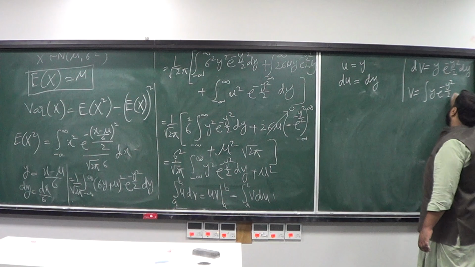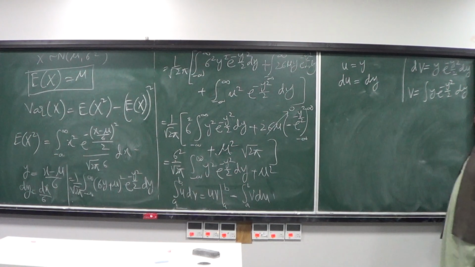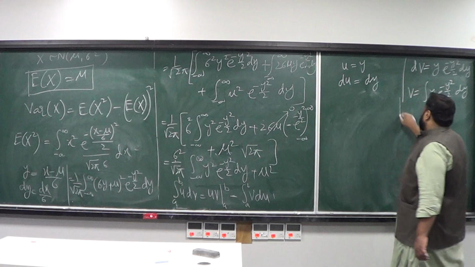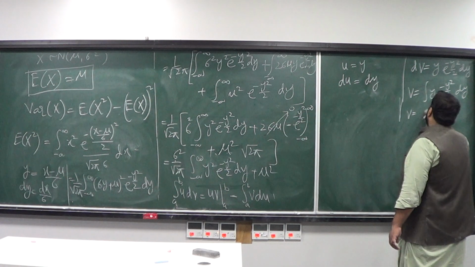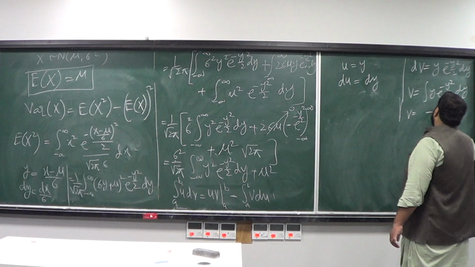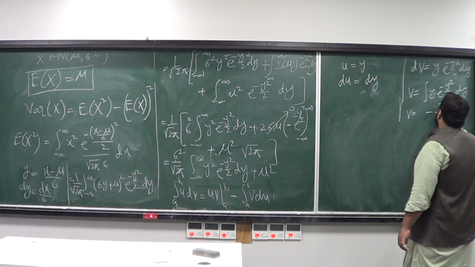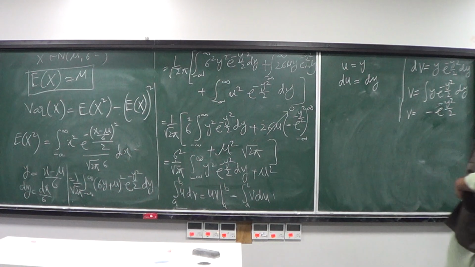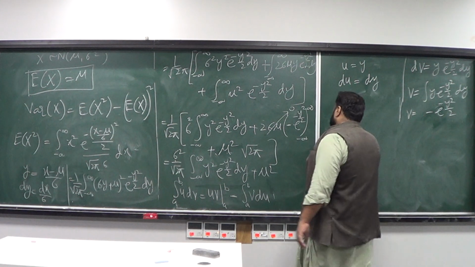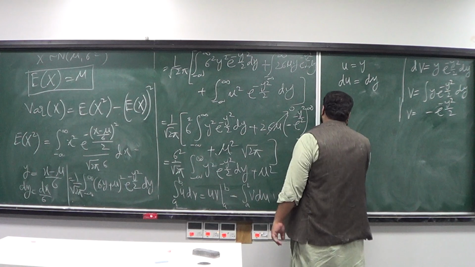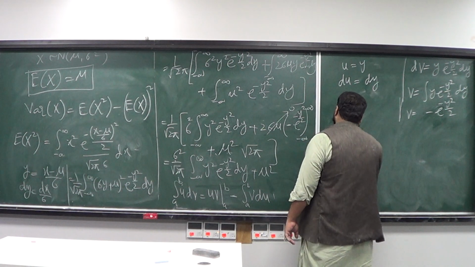Minus y square by 2 dy. But the integral of this v, we know that it is equal to minus e to the minus y square by 2. So this is what the integral of it is. And I'll just substitute the values into the integral. So the first term is going to be sigma square over square root of 2 pi.